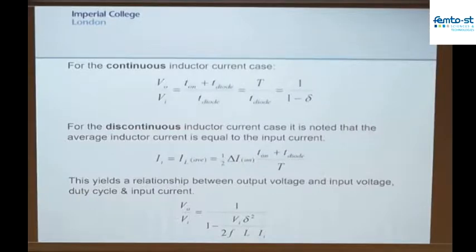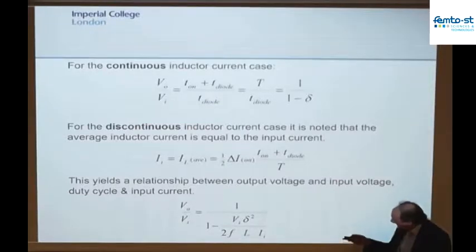So you can immediately see if the duty cycle of the transistor is 0, the output voltage is equal to the input voltage. As I start to increase the duty cycle above 0, then the output voltage rises above the input voltage. And of course, if I take the duty cycle to a value of 1, then in theory the output voltage rises to infinity. Of course, the losses in the circuit mean that that cannot be the case.